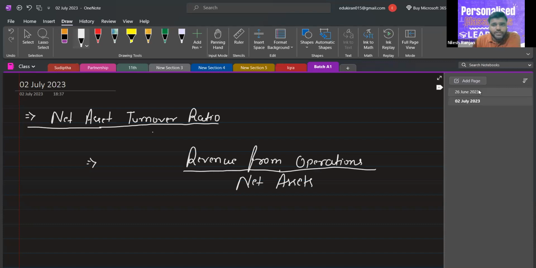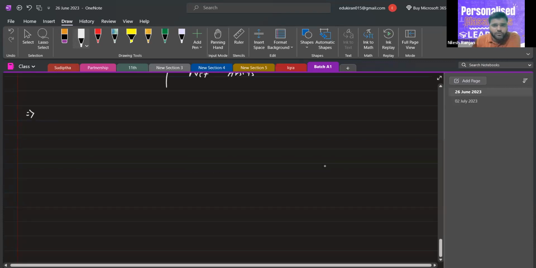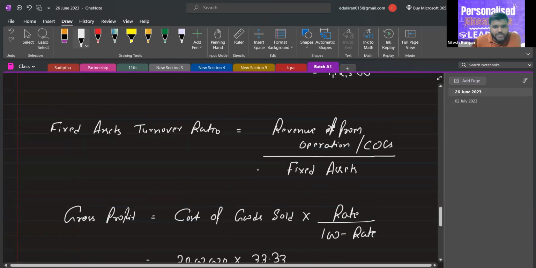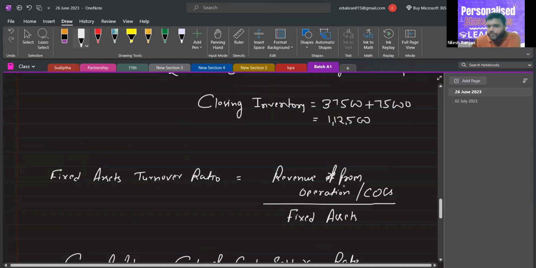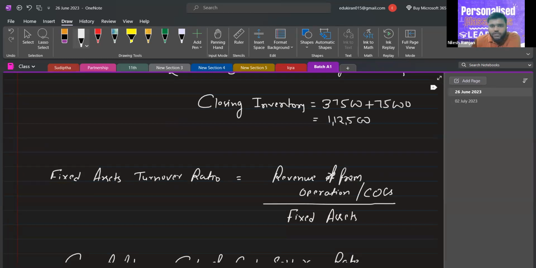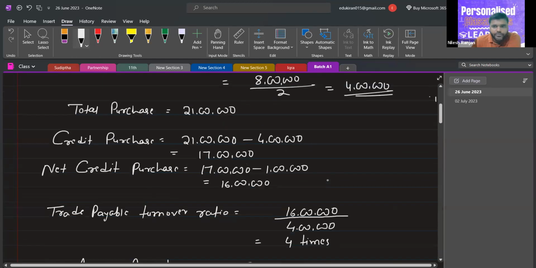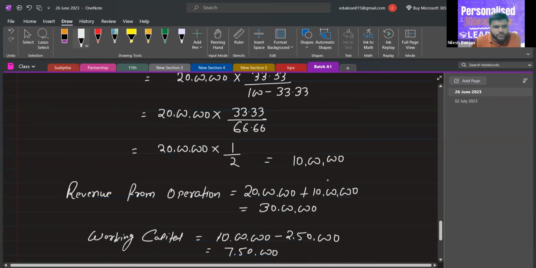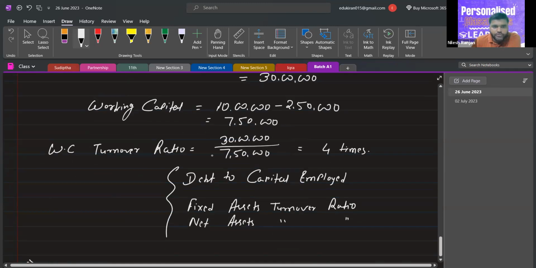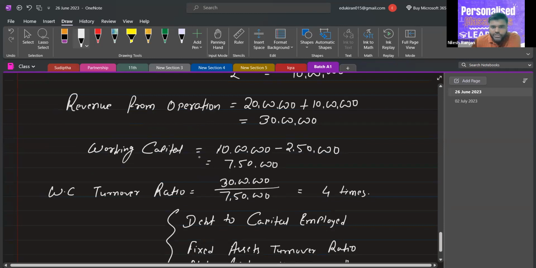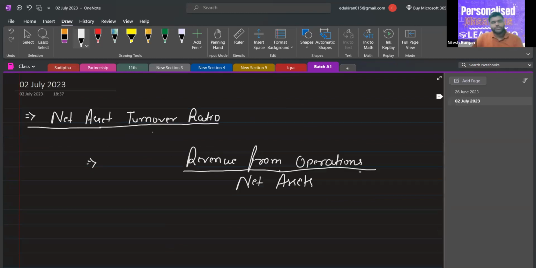Actually, if you see the formula of the working capital turnover ratio and the fixed asset turnover ratio, you will see the similarity between these. The fixed asset turnover ratio is revenue from operation divided by fixed assets. The working capital turnover ratio is also almost same, revenue from operation divided by working capital. So in this ratio, it is also same, revenue from operation divided by net assets. Now, you know the meaning of revenue from operation, it is sales, but it is net sales actually.